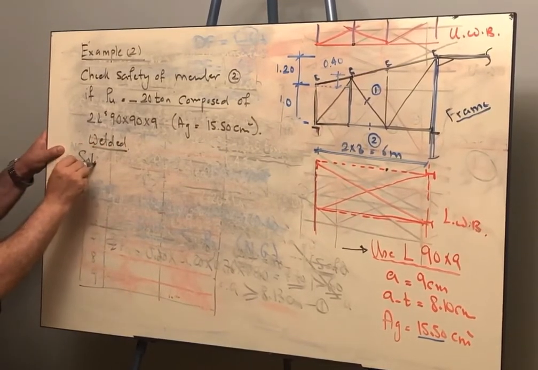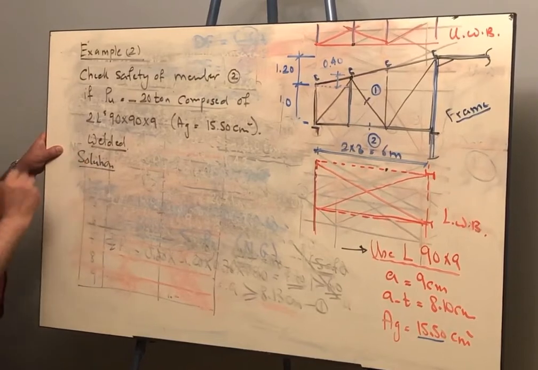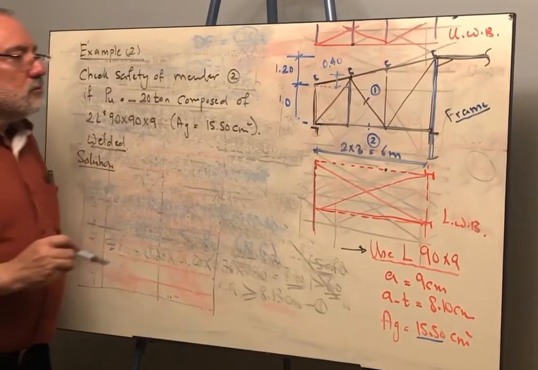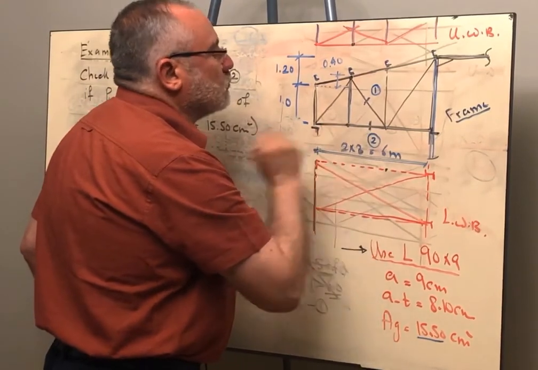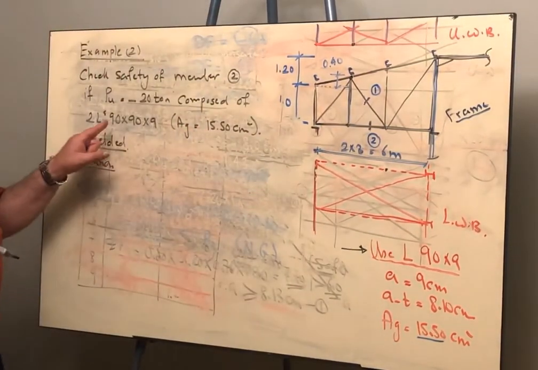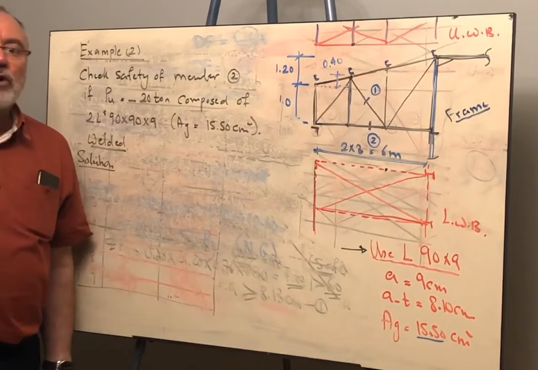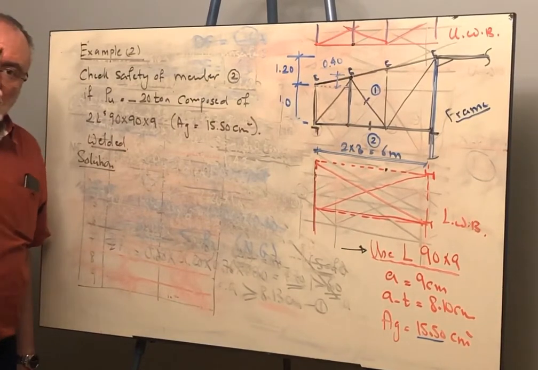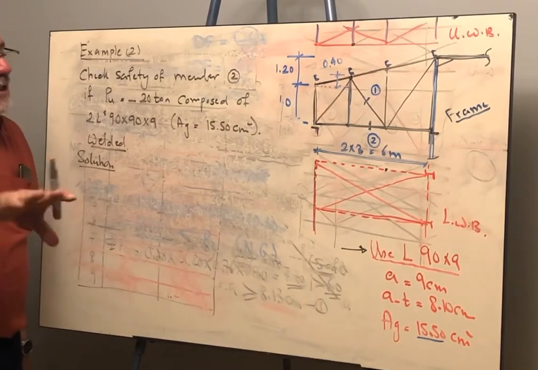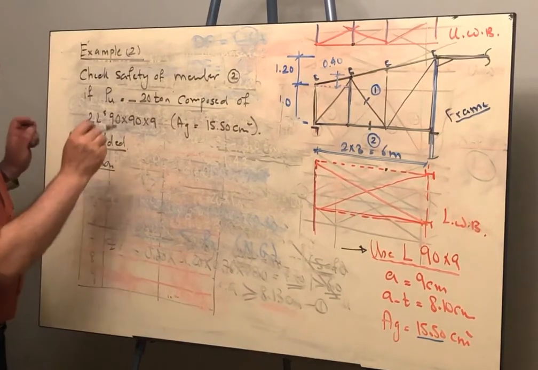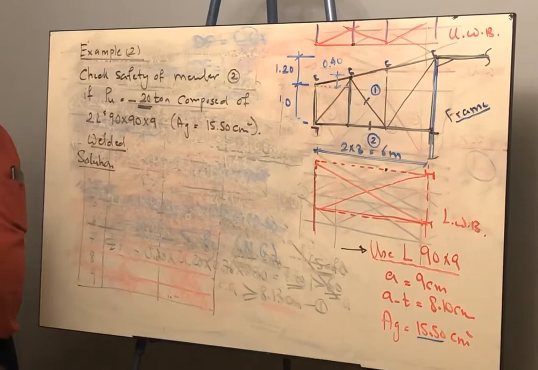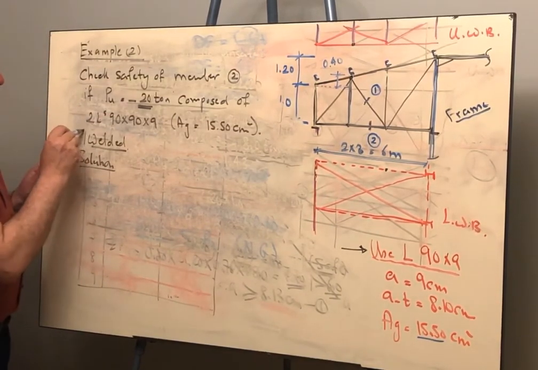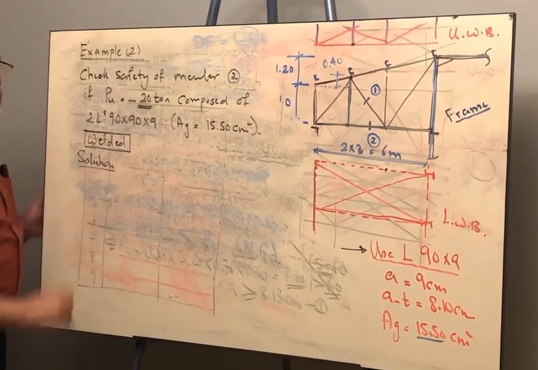Solution. So in this question, he is telling us this member 2 is composed of two angles back to back, 90 by 90 by 9. You are no longer selecting. You have to start with the given information. And this member is supporting a 20-ton compression force that is coming from the load combination equation. And the member is welded. We don't have bolts here.